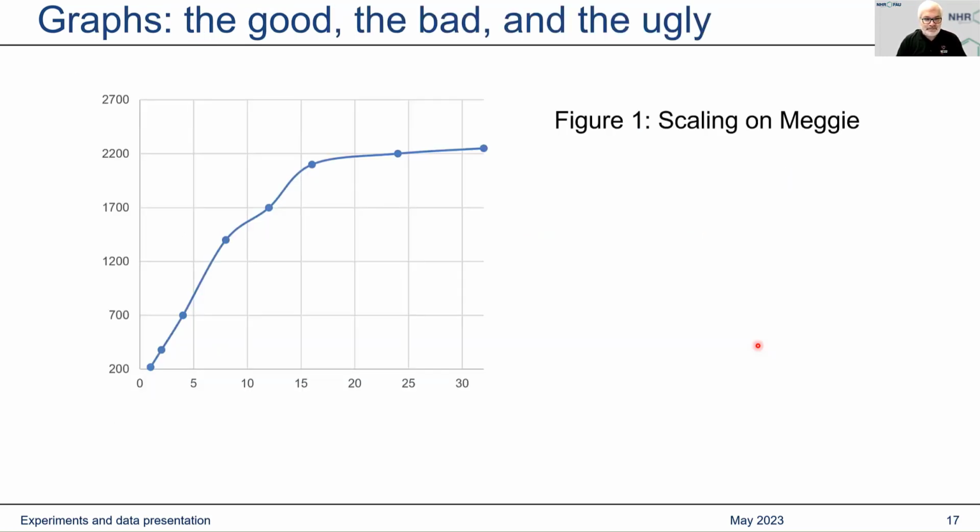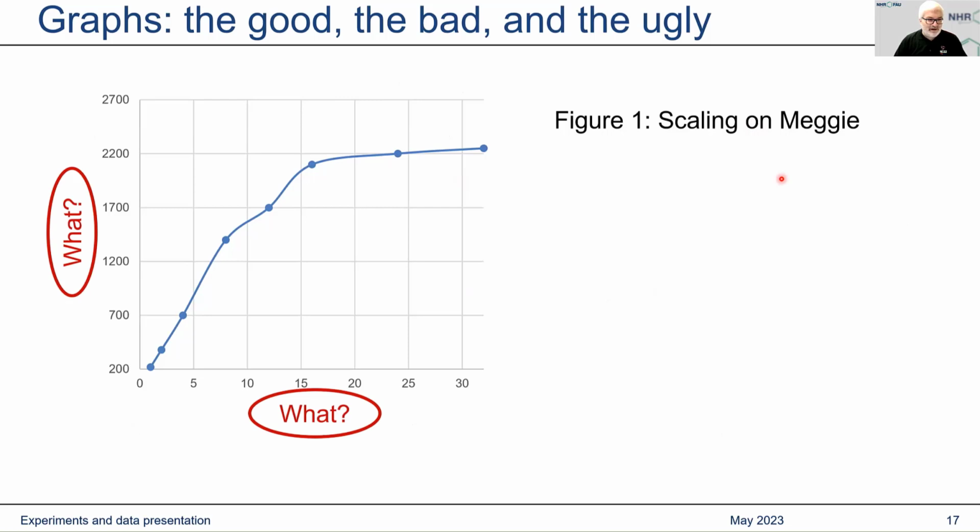Here's an example. Somebody plotted this graph. The caption was as shown here, "Scaling on Maggie," whatever. I now want to walk you through different components of this graph and show you what has gone wrong here. So first of all, the axes are not labeled. It is not shown what units or what quantities are shown on this graph, neither on the x-axis nor on the y-axis. That's not good.